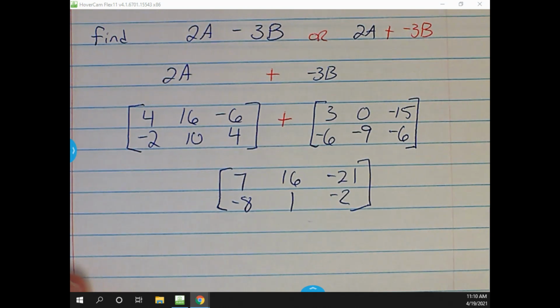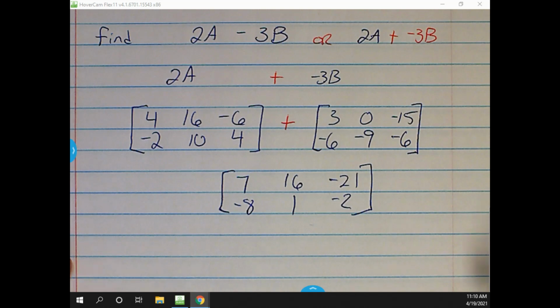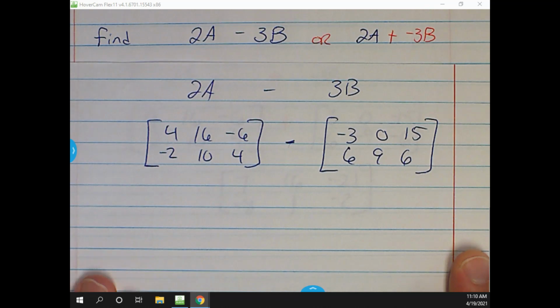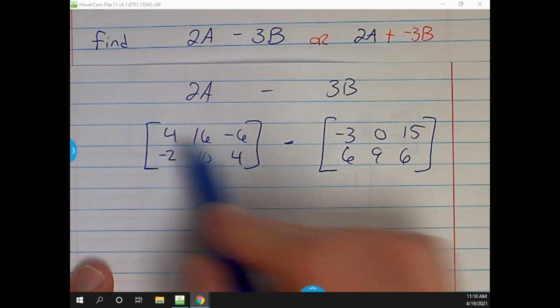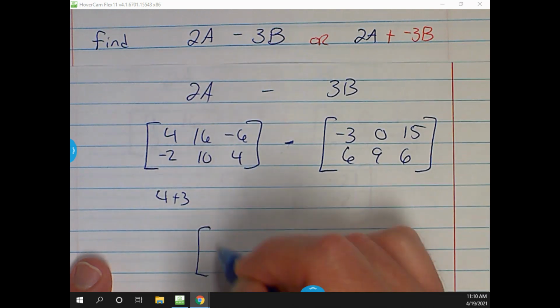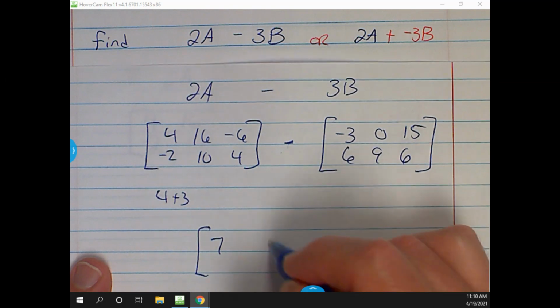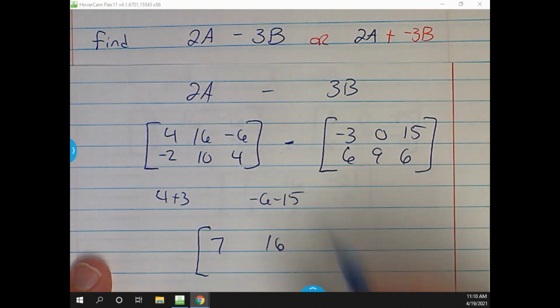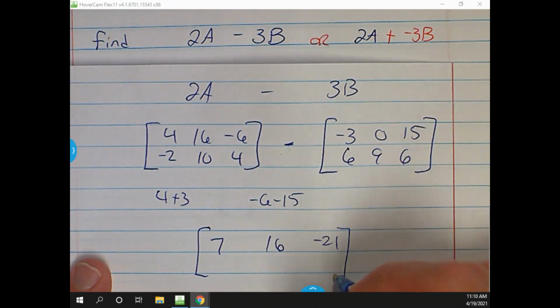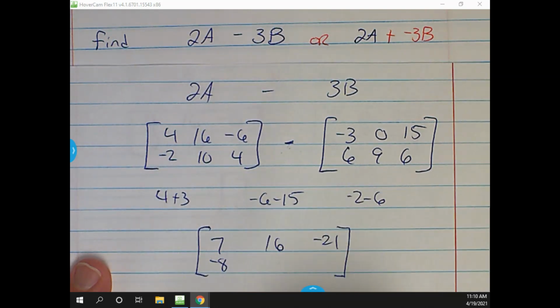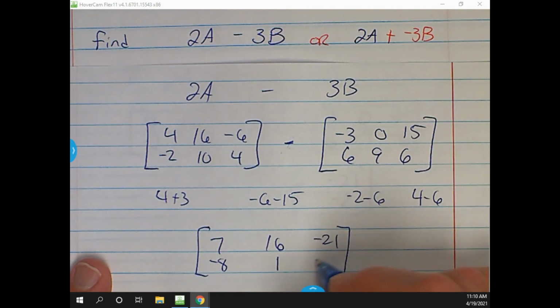Now again, if we were doing the 2A minus 3B, just to show you the same way here, we'll flip back real quick. So that's 2A plus negative 3B. If we want to do 2A minus 3B, same type of thing. You just have to remember that it's 4 minus negative 3, so that's really 4 plus 3, which makes that one 7. It's 16 minus 0, which would still be 16. It's negative 6 minus 15, so that would be negative 21. It's negative 2 minus 6, that is negative 8. It's 10 minus 9, which is 1, and then it's 4 minus 6, which would be negative 2.